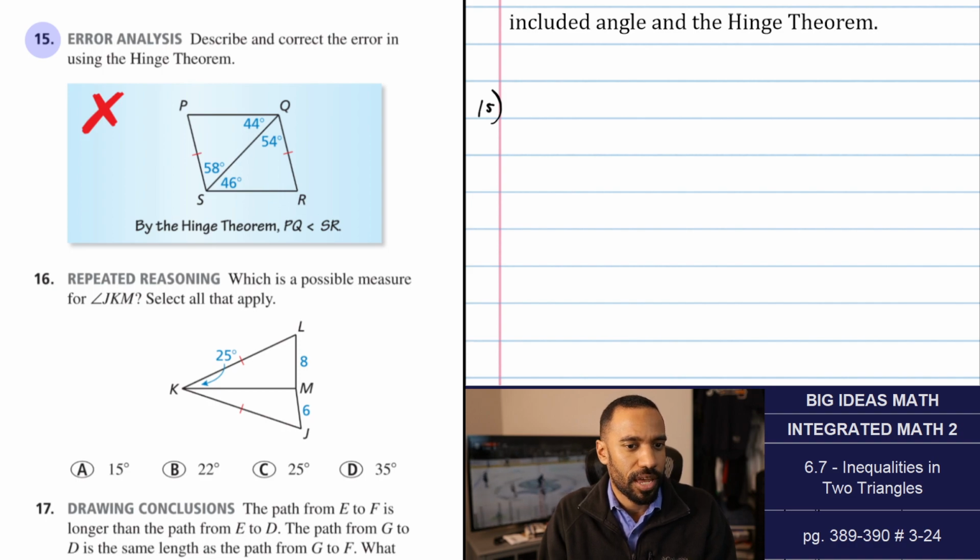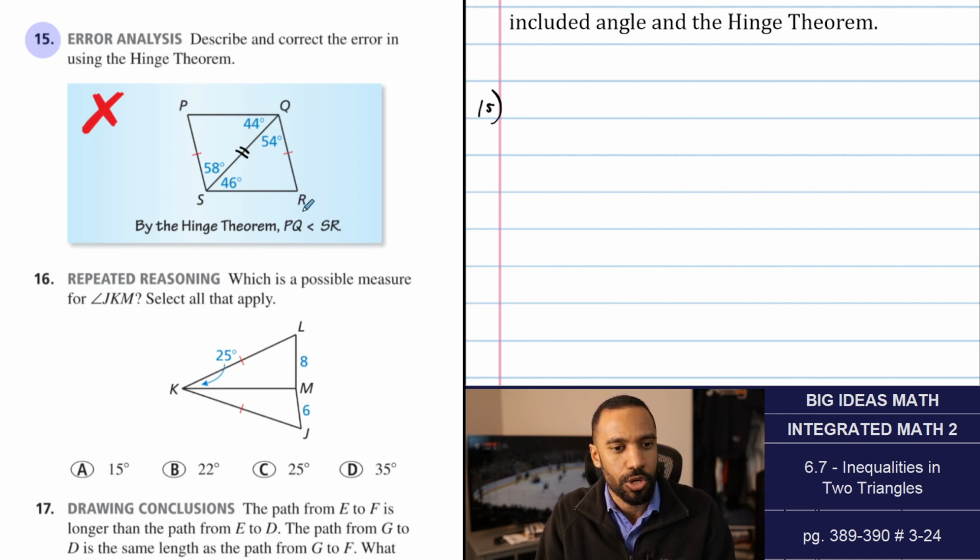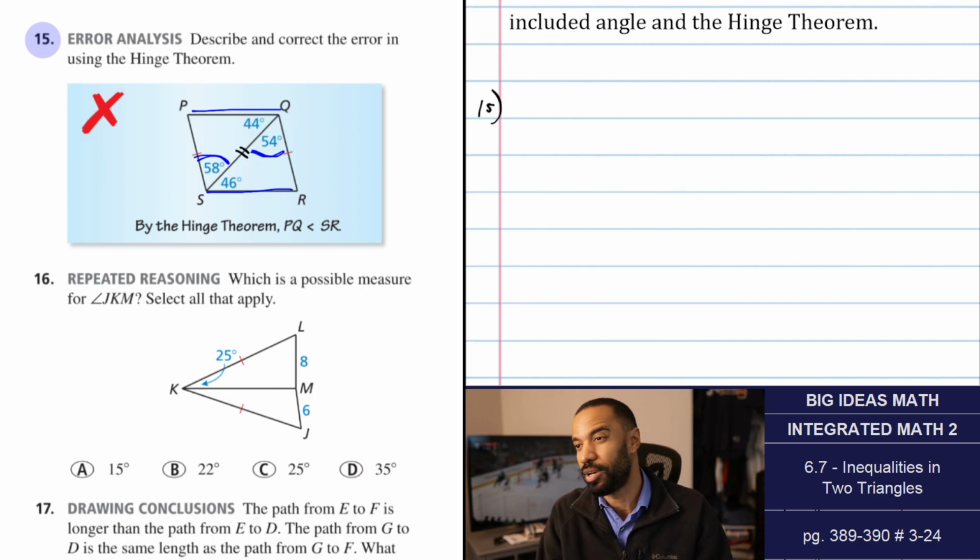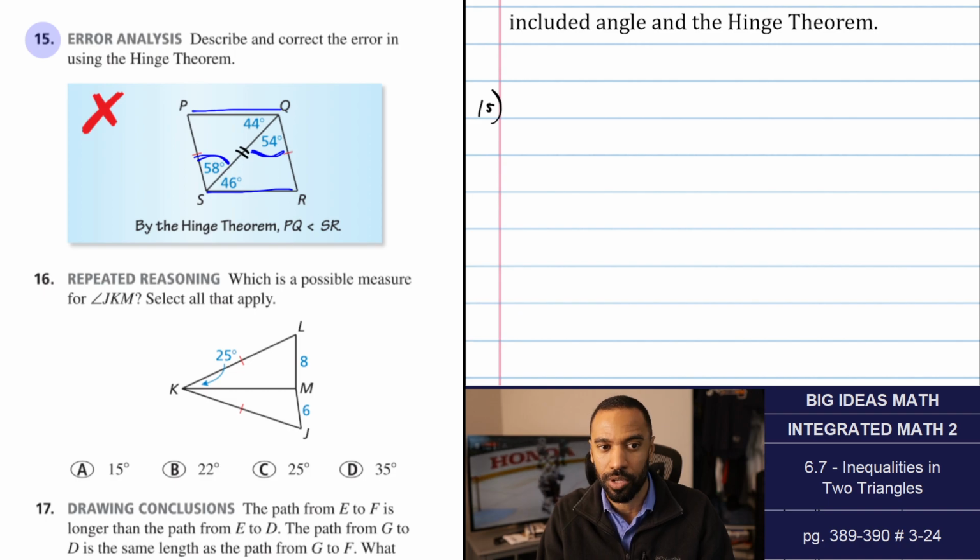So let's look at what they said. We have sets of sides right there that are congruent. I don't know if their problem is they didn't mention reflexive property or something, but let's see. By the hinge theorem, PQ is less than SR. So here's PQ, here's SR. Now, opposite of PQ is this angle 58, and opposite the SR is the angle 54. Well, 58 is more than 54, so PQ should be greater than SR. Now, they didn't bring up the reflexive property. I guess we're good in not requiring that. Okay, so let's forgive that part.